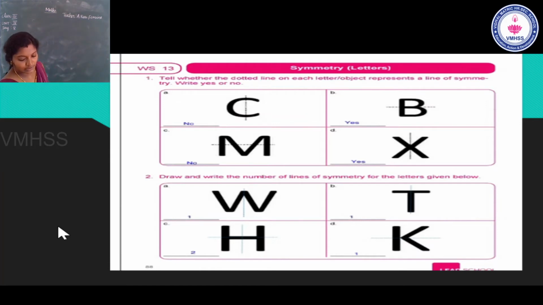Worksheet number 13. So the first letter is C, the second letter is B, the third letter is M, and the last letter is X. Okay, see the board.